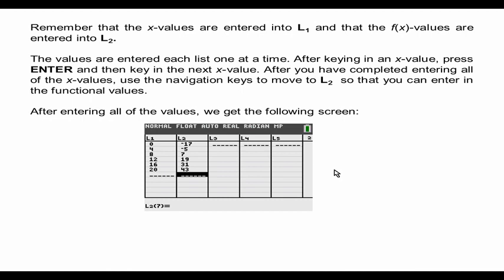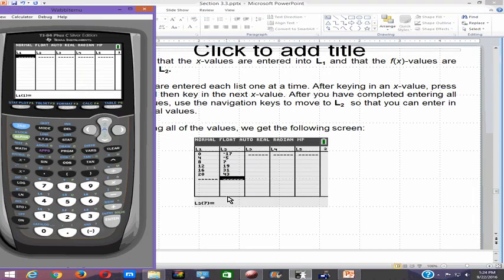Let me go ahead and enter those in. So 0, enter. 4, enter. 8, enter. 12, enter. 16, enter. 20, enter. I'm done with my x's. So navigation key to go to the L2. Negative 17, enter. Negative 5, enter. 7, enter. 19, enter. 31, enter. 43, enter.